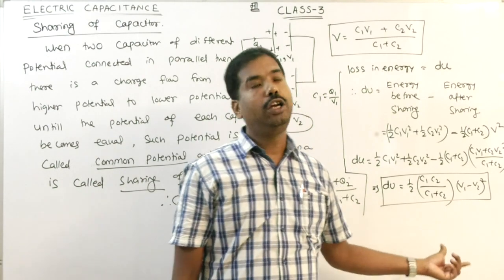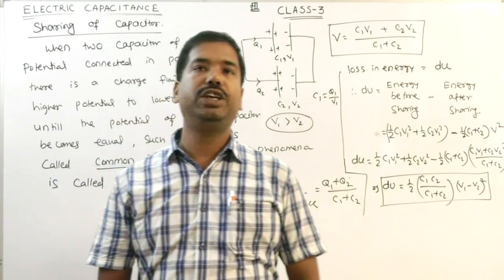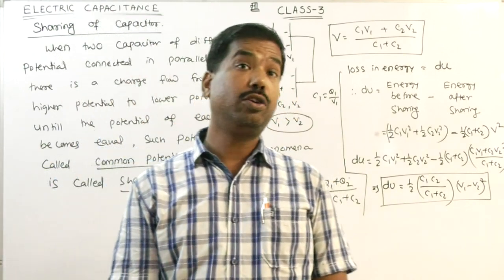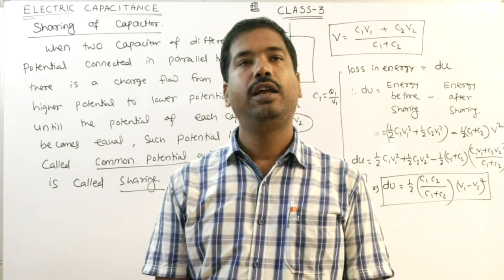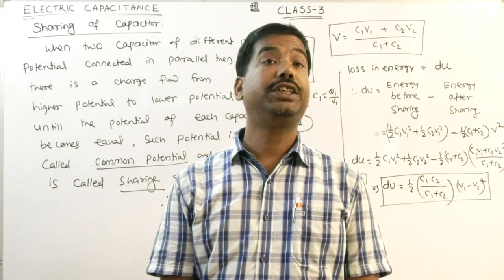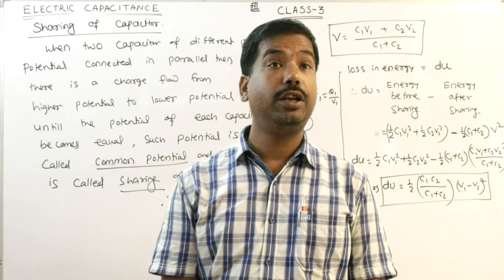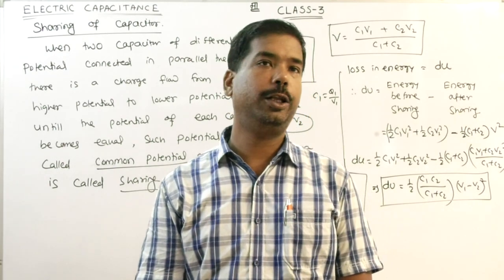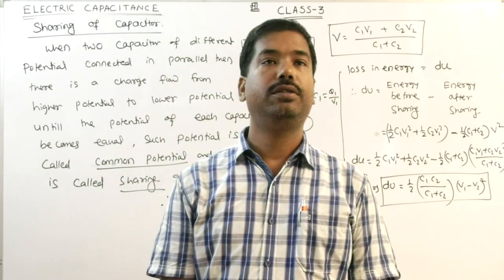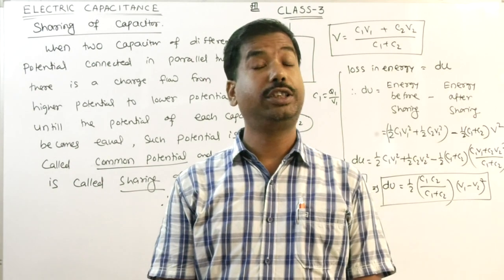Clear? It means in today's class we have discussed a lot of things about the dielectric, its polarization, the relation between the dielectric constant and susceptibility, then different types of capacitance equations, like the capacity of two concentric spheres and two concentric cylinders, and also at last we concluded with the sharing of capacitors. Okay, this finishes your conceptual class.